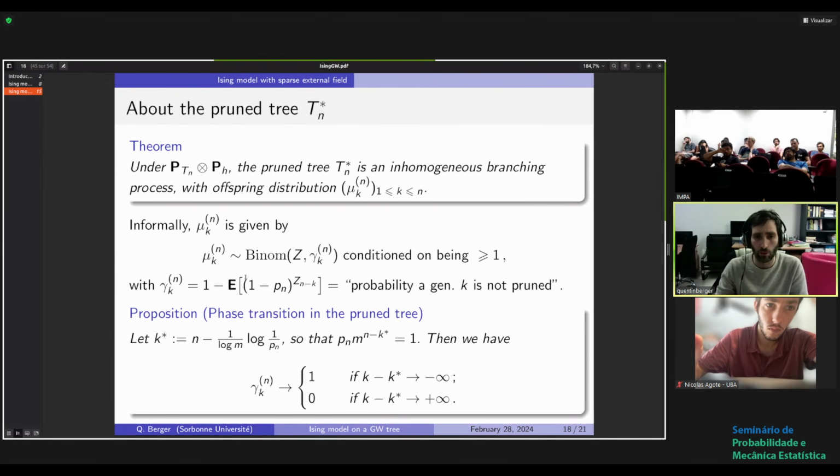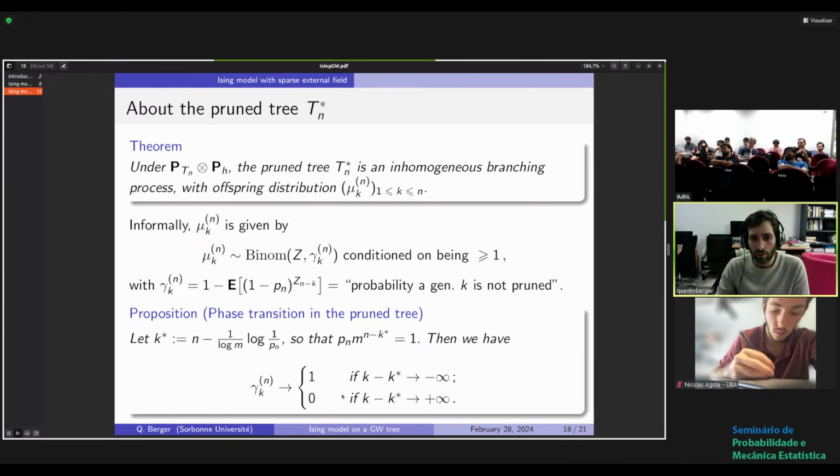Here is a proposition which tells you exactly that. There is actually a phase transition in this tree. There is some critical parameter k star n, which depends on n and on Pn. If you think about Pn decaying exponentially, this k star n is of order n, let's say 1/2 of n.